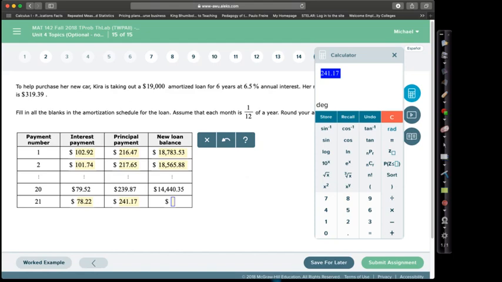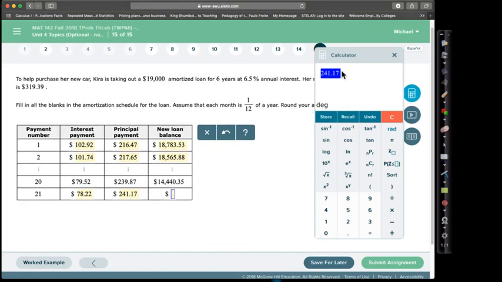Let's see if this works. Minus 14,440.35. Hit the equal sign, and yes, we're down to 14,199.18. I can ignore the negatives. Okay, and that's how it works for an amortization schedule.